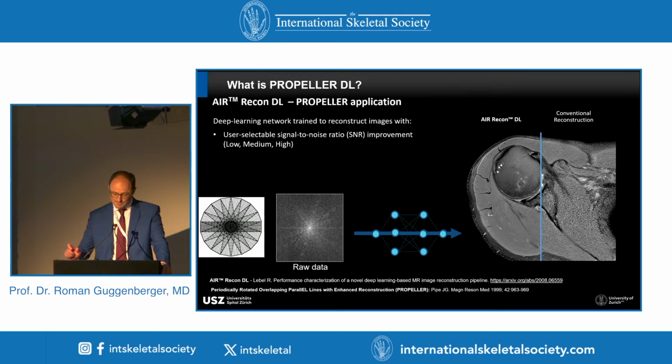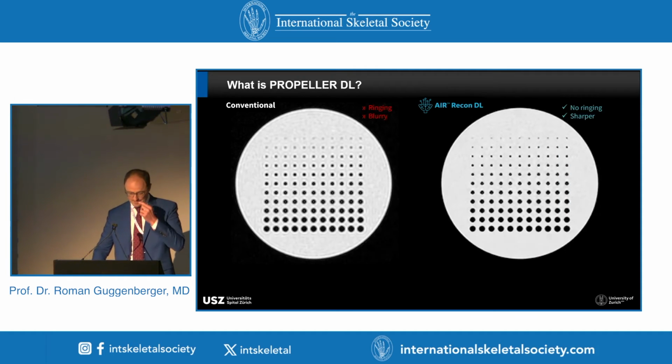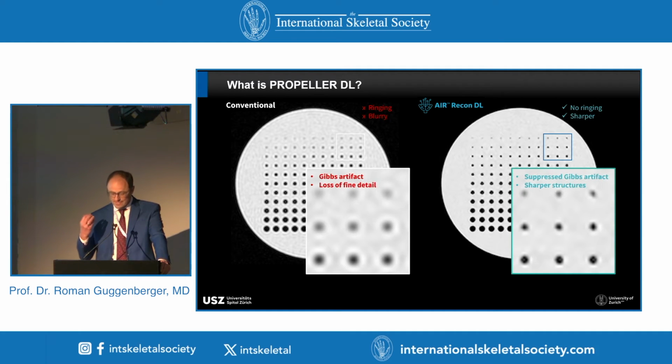You can choose manually how much signal gain you want to have, low, medium, or high, of course at a certain trade-off of imaging time. But it's really straightforward, and it improves sharpness and resolution of the images that you acquire. This is an example that Maggie gave me from their phantom testing. You can see on the left side the conventional PROPELLER sequence, while on the right, using PROPELLER with DL, you get sharper images. You're getting rid of those ring artifacts, and the loss of detail is really not there anymore.